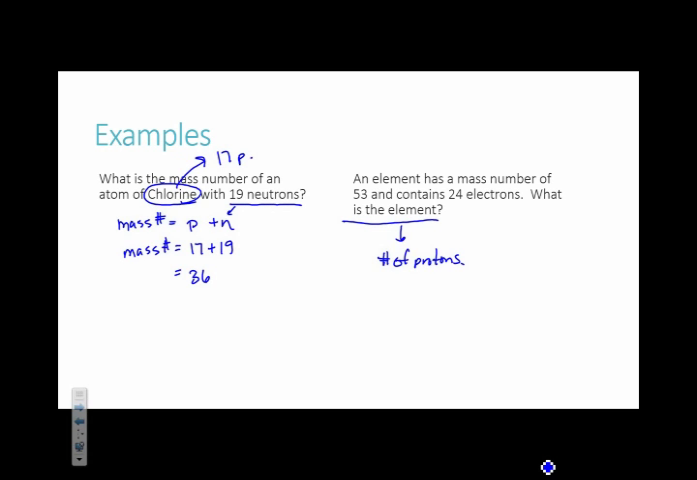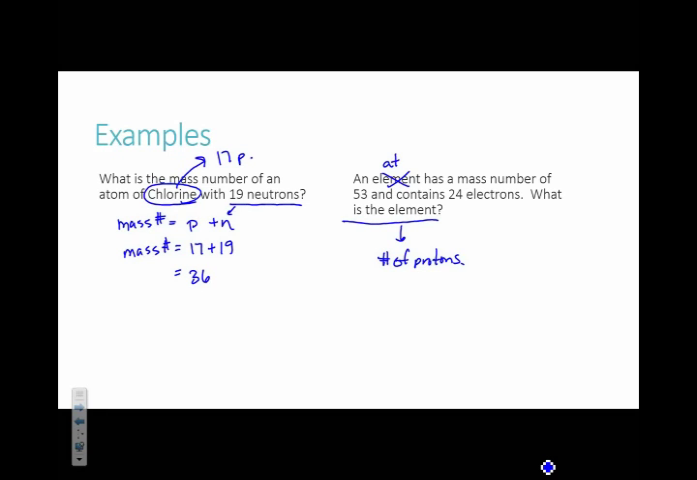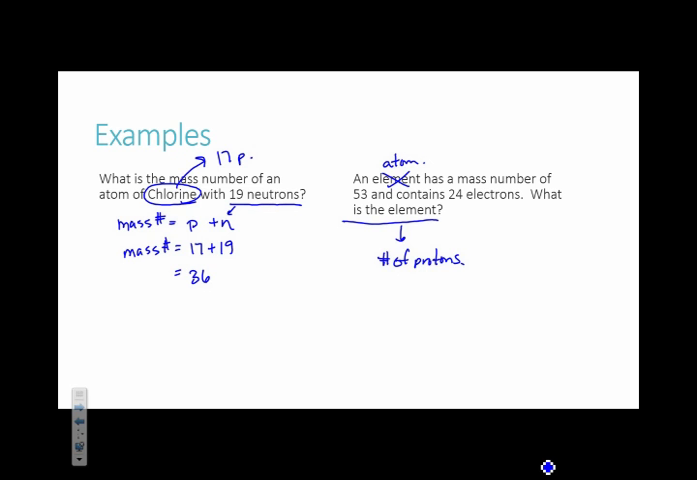It also tells me, oh, it doesn't tell me. It should have told me that this was an atom. Now, in this particular problem, it had to be referring to an atom, or else I wouldn't be able to solve the problem. So sometimes we have to make some educated guesses about what we're being asked. Since we have no information about this being a charged particle, we can say that there must be also 24 protons.